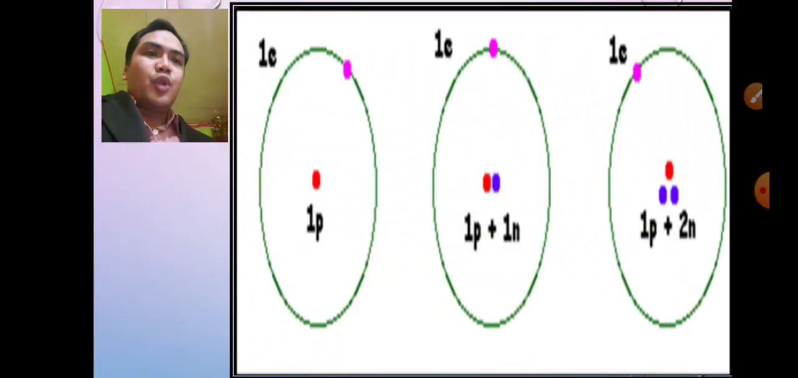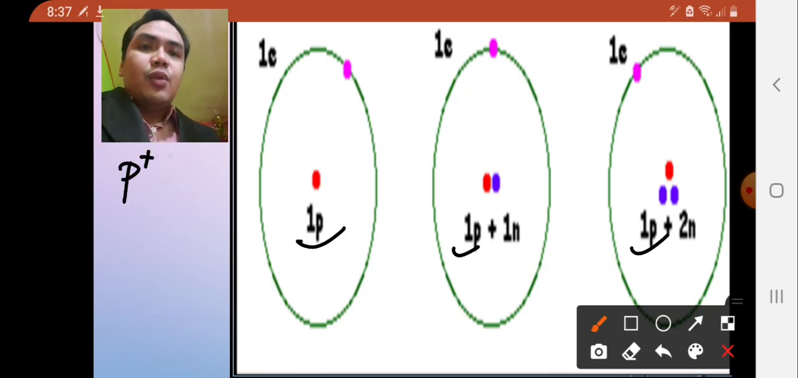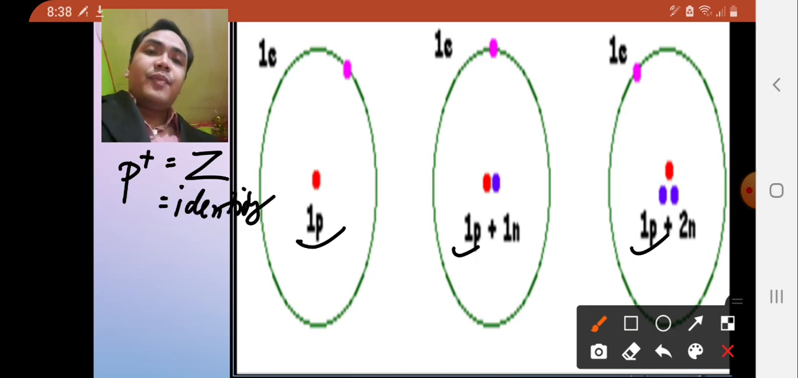So in our illustration, we have three atoms. So the first question for this illustration will be, what can you say about the number of protons of these three atoms? So obviously, they are exactly the same. Okay, so take note, each atom consists of one proton. Since you know very well that the number of protons will be always equal to its atomic number, and the atomic number represents the identity of an element. It implies that all of these three atoms consist of the same element.